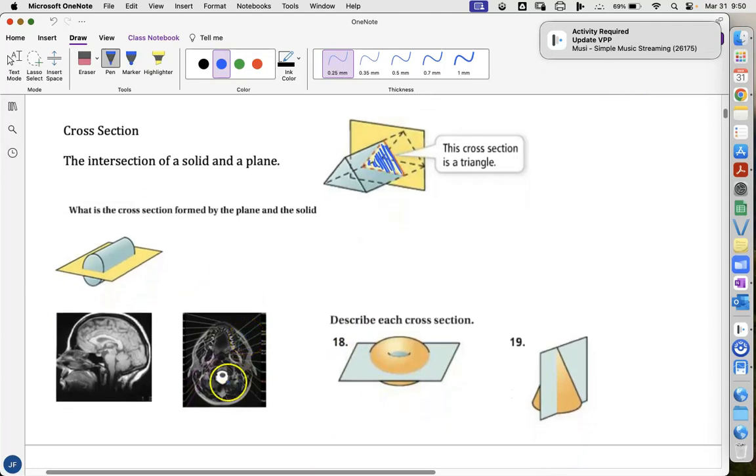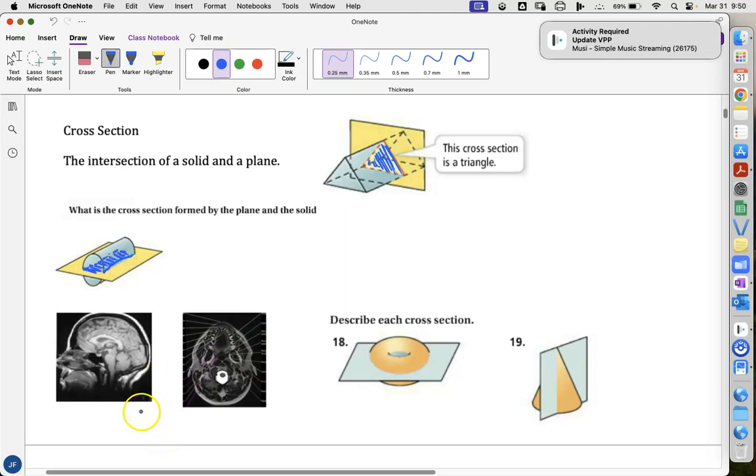of certain solids. If I look at this cylinder being sliced by this yellow plane here, the cross section I would get would follow that blue image there. It would be a rectangle.